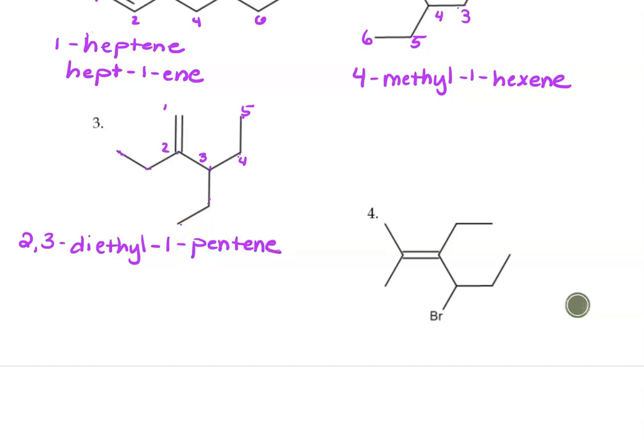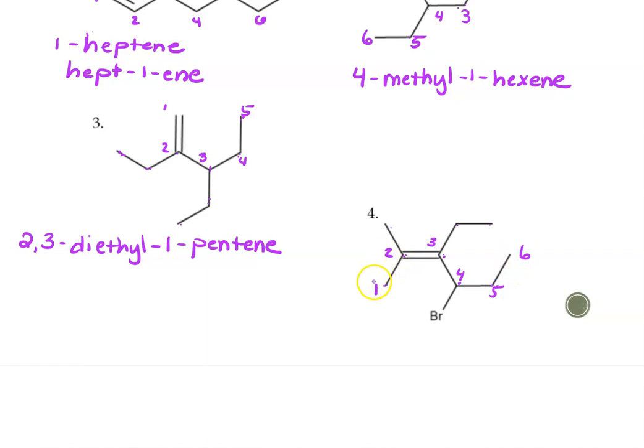All right, next up we have this guy right here. So here we have 1, 2, 3, 4, 5, 6. It's the same thing. So we'll go 1, 2, 3, 4, 5, 6.